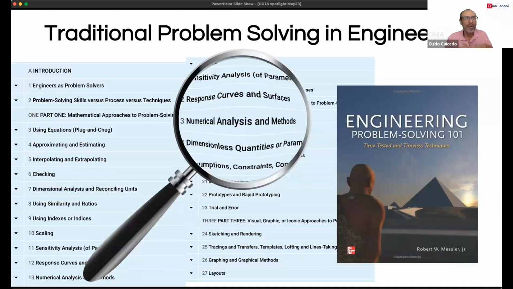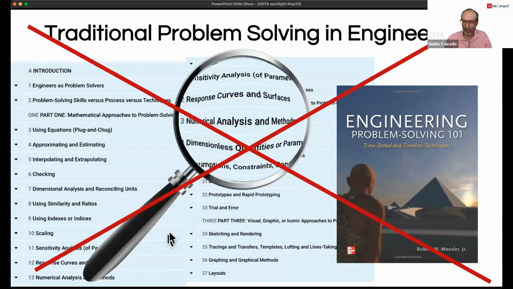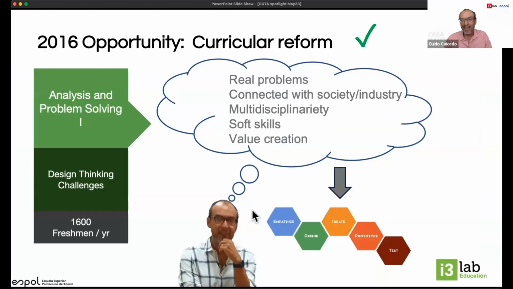And we thought that that was going to be another theoretical course with a lot of tools that weren't really applied in real context. So we didn't want that. So kind of secretly we started working on design thinking as a way of working problem solving, and not only for engineers but for the whole university. So we really wanted the students to work on real problems, connect with the society and industry. We wanted multidisciplinarity, we wanted soft skills, and we wanted value creation, a lot of things. And we thought that design thinking was the best vehicle for achieving that.